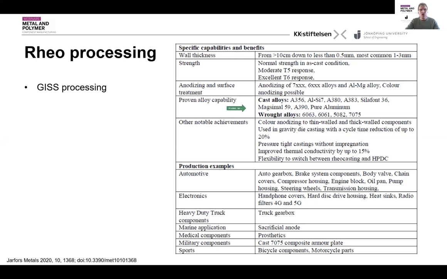There's a large proven alloy capability because the GISS process is the most widely used process around the world. So therefore, there have been a lot more tries with different alloys and more use of that. Anodizing has been shown very possible. And as you will see from Jeff's presentation, there's a lot of applications, both automotive and electronics and heavy duty truck components as well. Also interesting to see that they've been worked with prosthetics and things like that. Next, please.